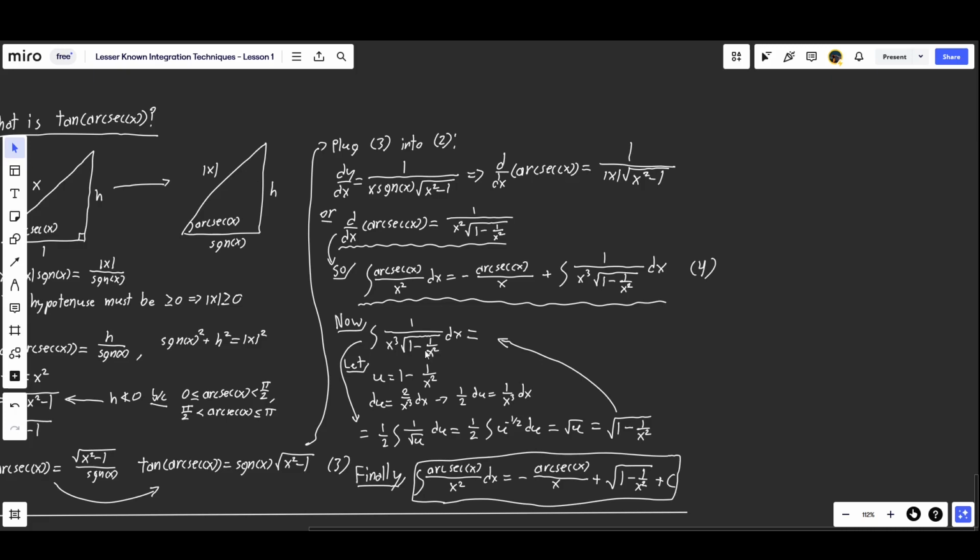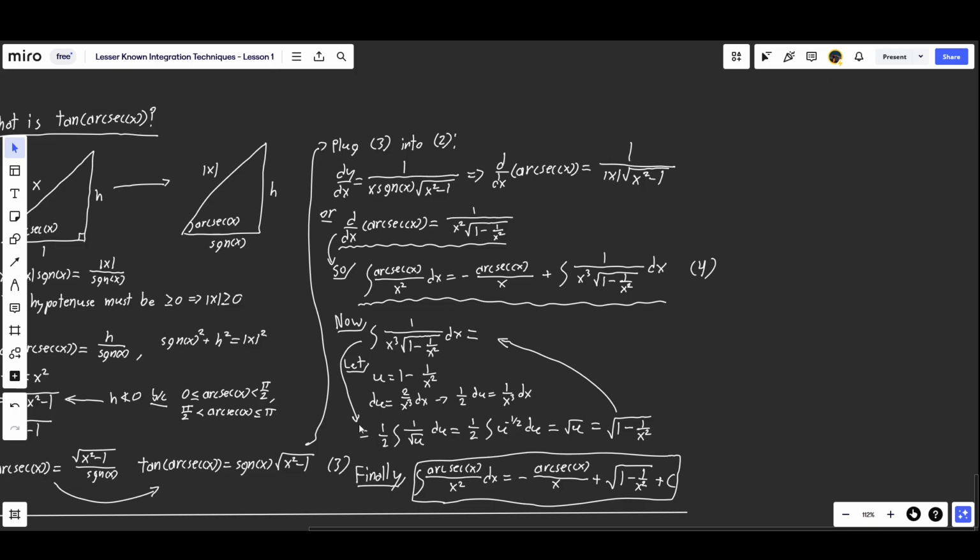Although it looks ugly, it can be handled using a relatively simple U-Substitution. We can set u equal to 1 over x squared, and then du will be equal to 2 over x to the third dx. Dividing by 2 on both sides, this will become 1 over 2 du is equal to 1 over x to the third dx. And if we plug this in to the integral, we'll see that the U-Substitution slots in nicely.